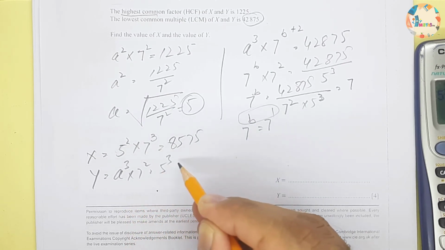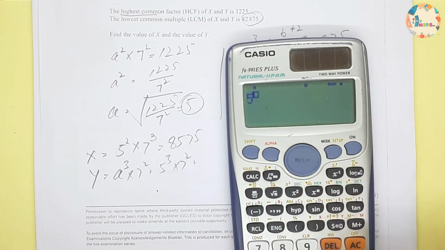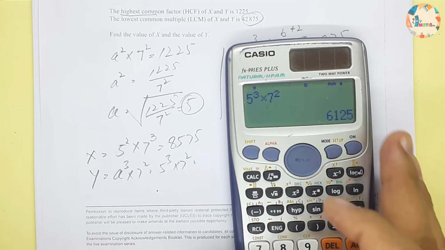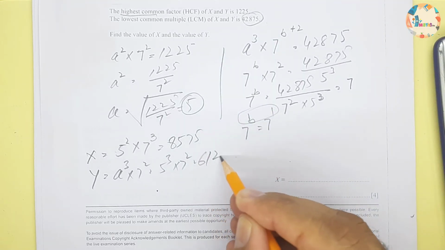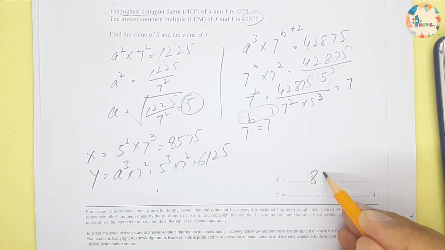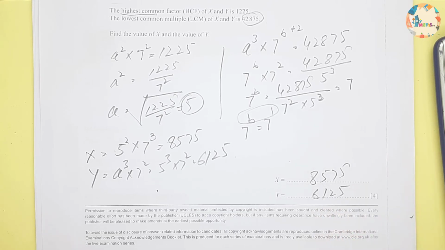And y will be equal to a cube into 7 square, which is equal to 5 cube into 7 square, and 5 cube into 7 squared will be equal to 6125, and we can give the numbers over here, 8575 and 6125. We are done with the paper.